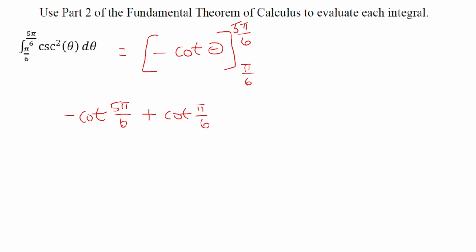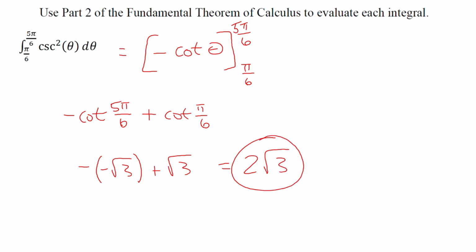Well, the cotangent of 5 pi over 6, you should know that that's negative root 3. So what we've got is negative of negative root 3 plus, and then the cotangent of pi over 6 is just root 3. So we've got negative negative root 3, which is root 3, plus root 3, gives us 2 root 3.